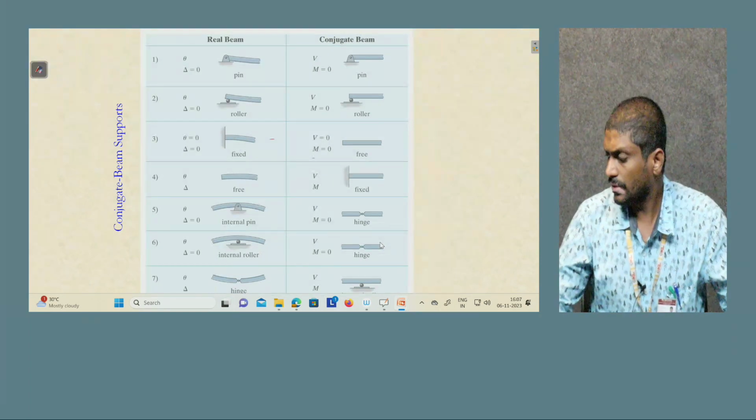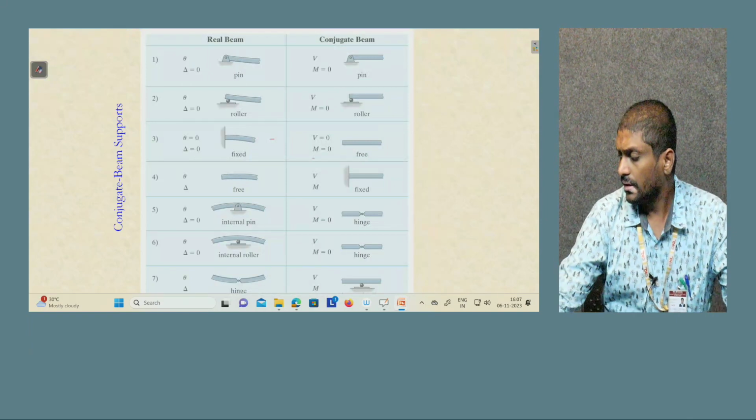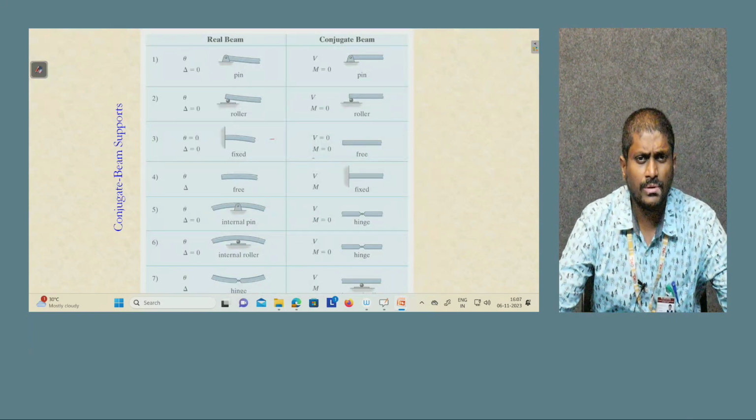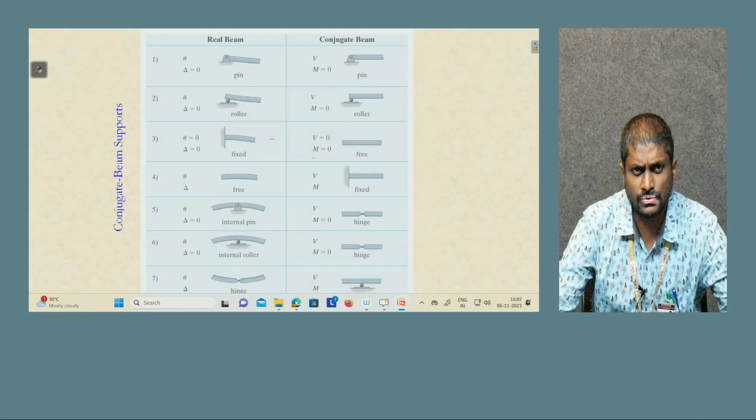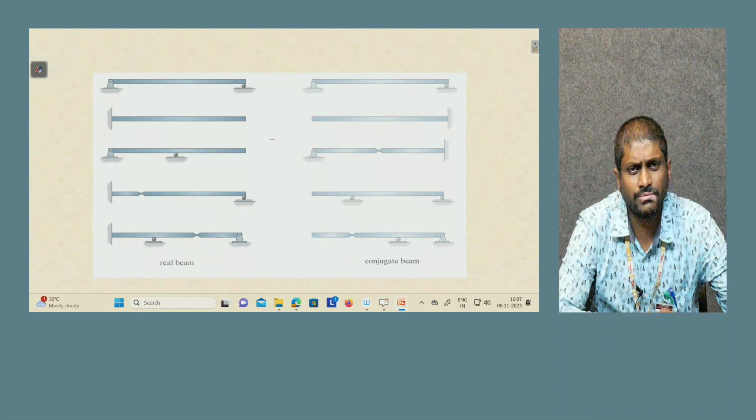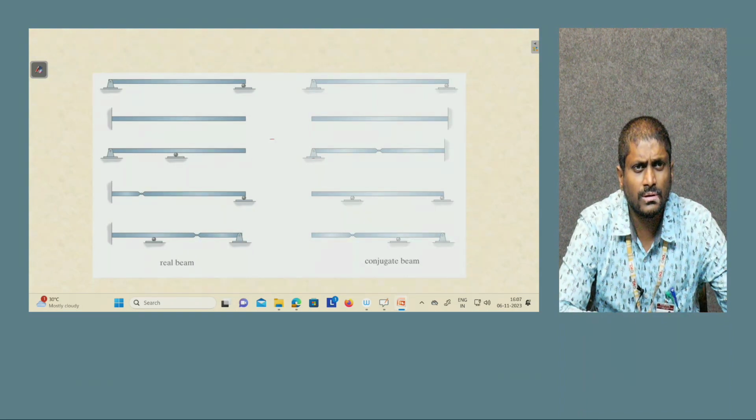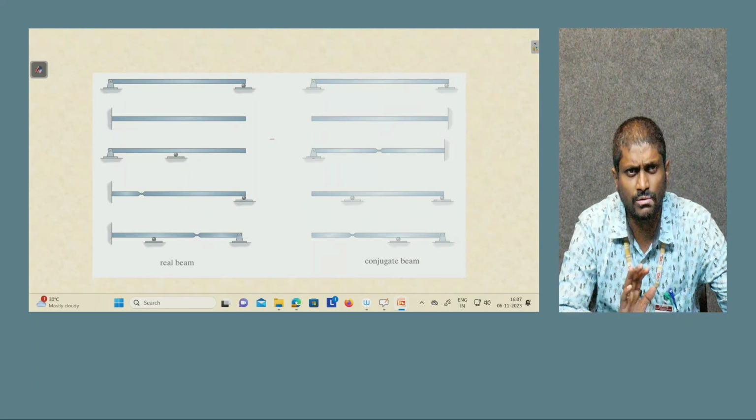So I hope you understood the concept behind converting the real beam to the conjugate beam. If you want to apply this method, you should remember all these points thoroughly. Only then will the methodology of the conjugate beam method be understood. You can see some examples of conversions of real beams. There is a simply supported beam, one side hinge, another side roller. The conjugate beam is also similar, roller, hinge and roller, as it is.